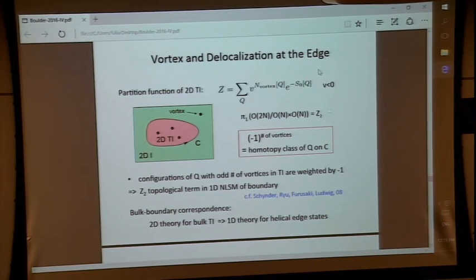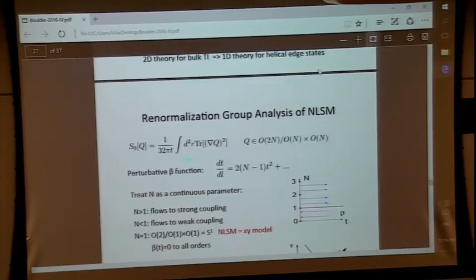Our theory has this S naught, which has the coupling constant T. T is the coupling constant, the stiffness term. Yeah, stiffness.